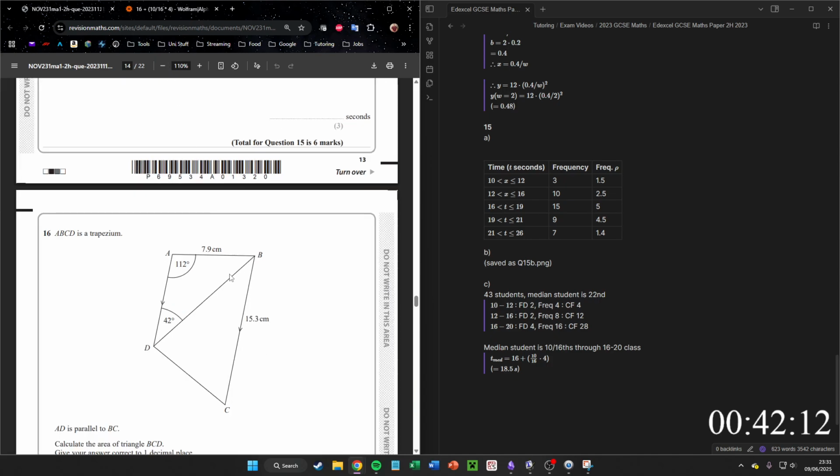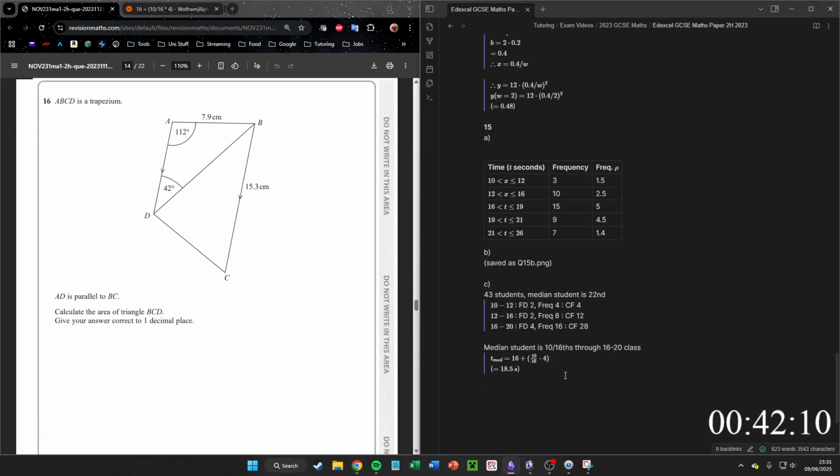I'll zoom back out to make it a more pleasant experience. Question 16. ABCD is a trapezium. As we can see, we've got these side lengths and these angles, and we're told that AD is parallel to BC, and we're asked to calculate the area of the triangle BCD.